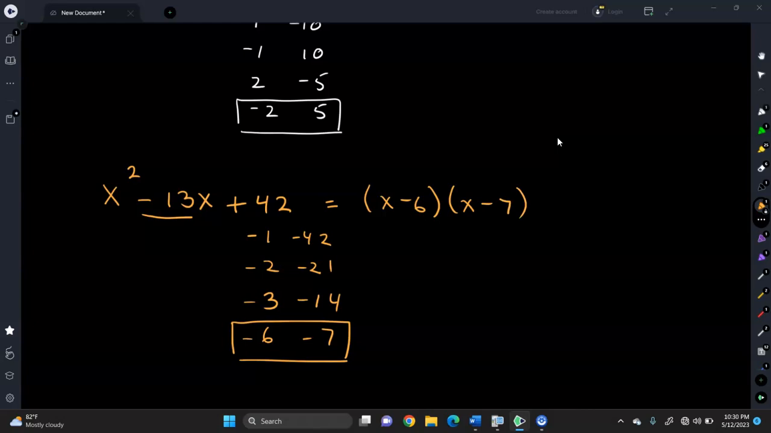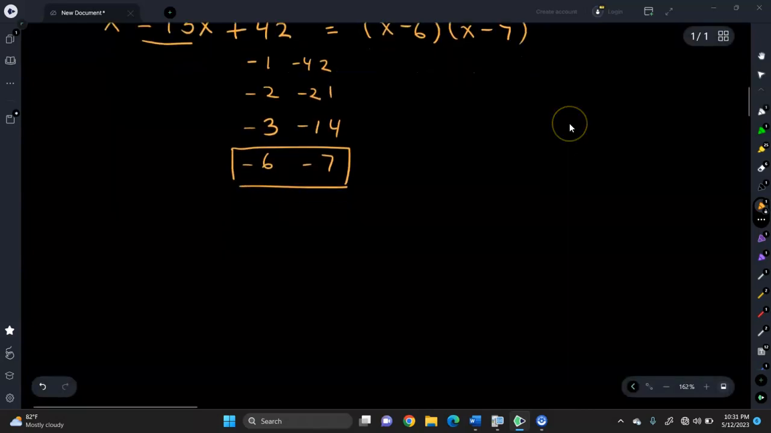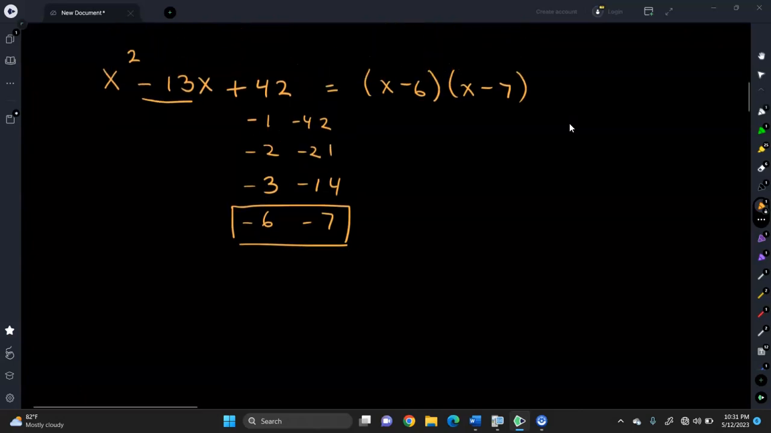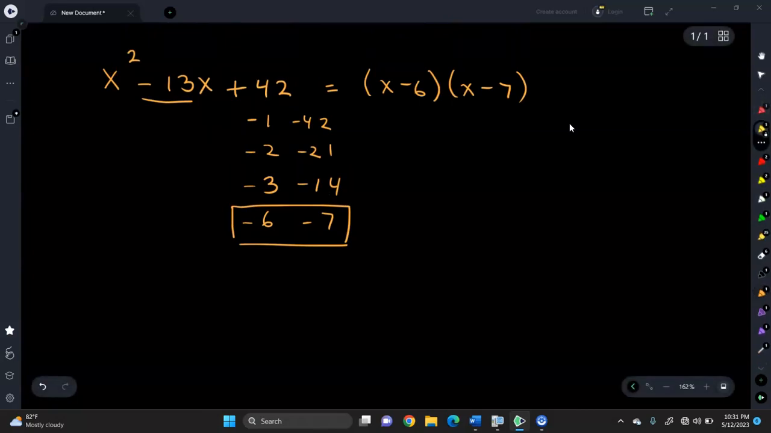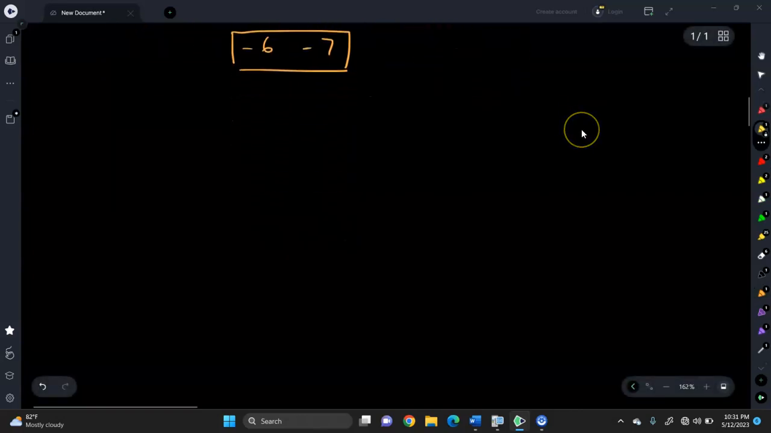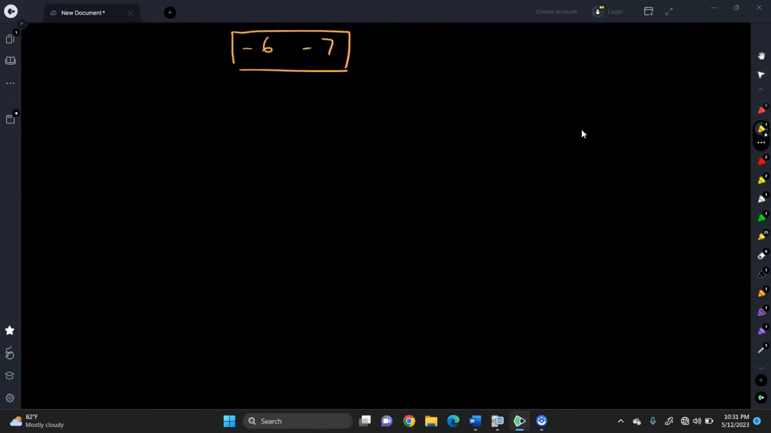Okay, so this should all be familiar to you. This is nothing new. You've been doing this. I'm just refreshing your memory. You do have to be relatively quick at factoring. And factoring when the x squared has a coefficient of 1 in front of it is pretty straightforward. Now it gets a little bit more difficult when we have something that's not a 1 in front of that first coefficient.